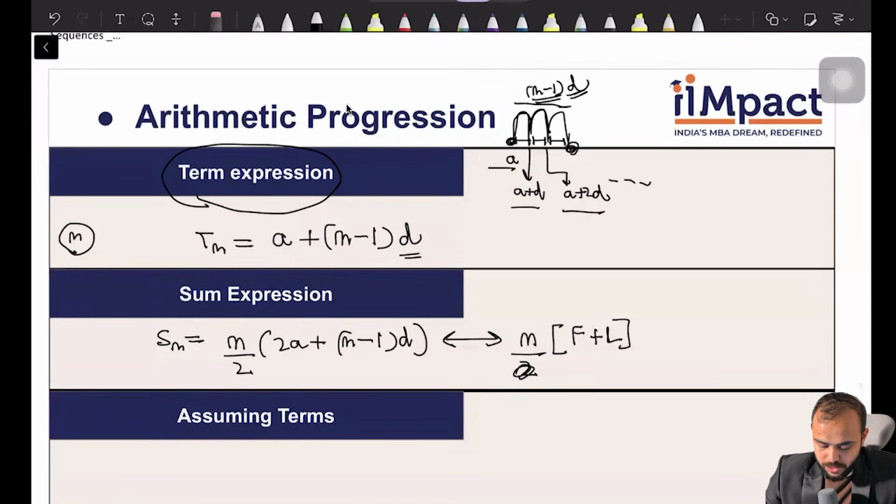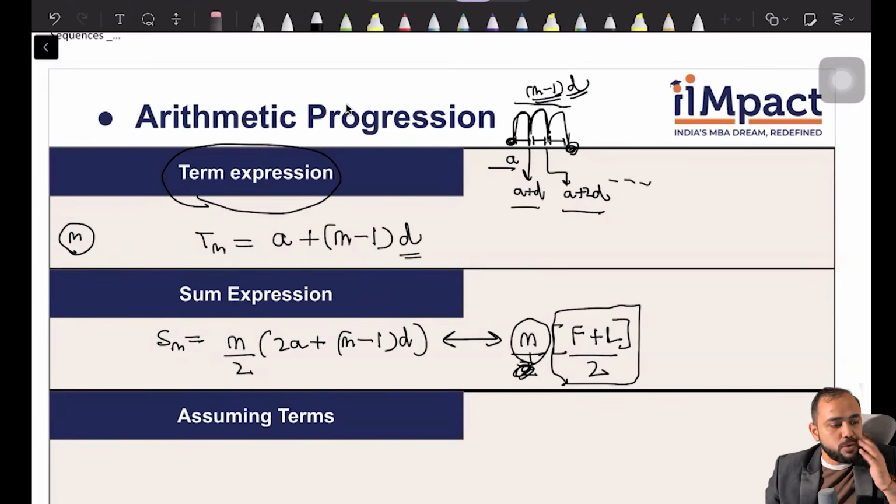And if you send this 2 inside, what you are really saying is that for an arithmetic progression, the sum of it can be represented as the number of terms that are there into the average of the first and last term. F plus L by 2 is the average of the first and last term. A phenomenon which can help you reduce a lot of calculations.